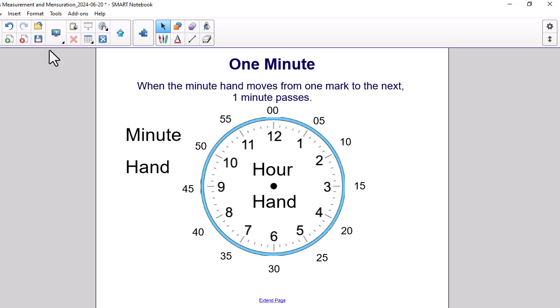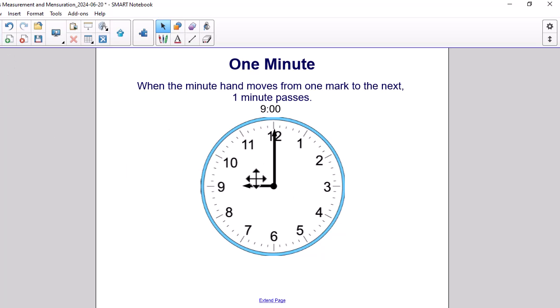So let's do some practice problems. This represents 9 o'clock. The hour hand is pointing at the 9. The minute hand is pointing at the 12, which is the start of the hour. 1 minute later, the minute hand is at the first tick mark, and that's what 9:01 looks like. Another minute passes. We're at the second tick mark, and that's 9:02.